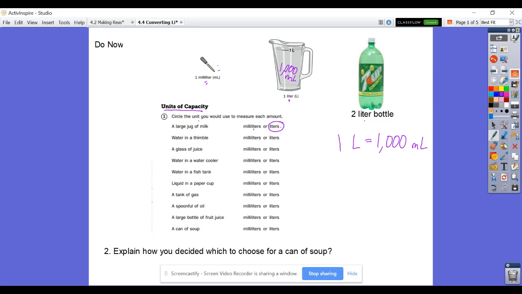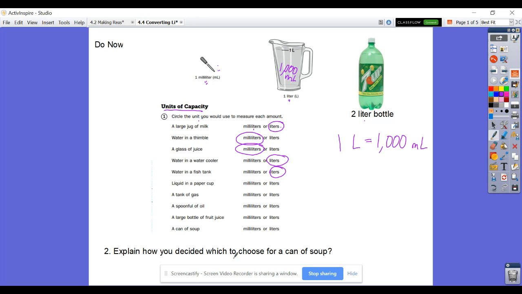So I'm going to just go over these answers, and you can give a woohoo if you agree. The water in a thimble, teeny tiny amount, would be in milliliters. The glass of juice, since it's only a glass, you're going to use milliliters. The water in a whole water cooler, that's a big quantity, so we're going to need to use liters. In a fish tank, same thing. We need to use liters. Hopefully I'm hearing lots of woohoos, and it's okay if your first instinct was wrong. It will hopefully make sense as you think about this a little bit more.